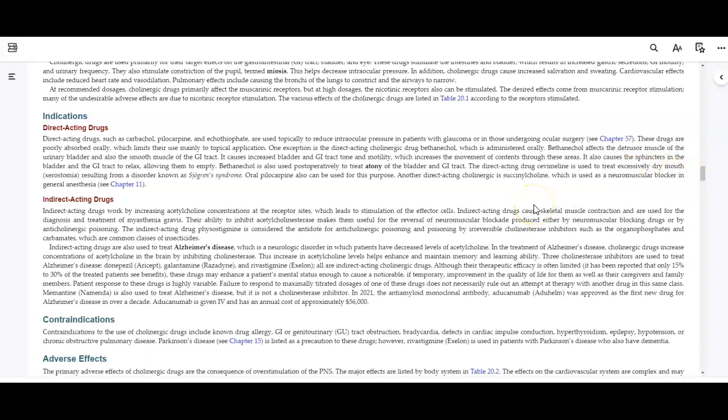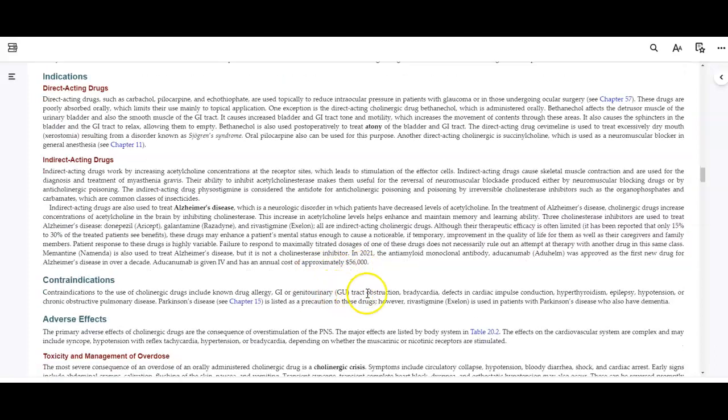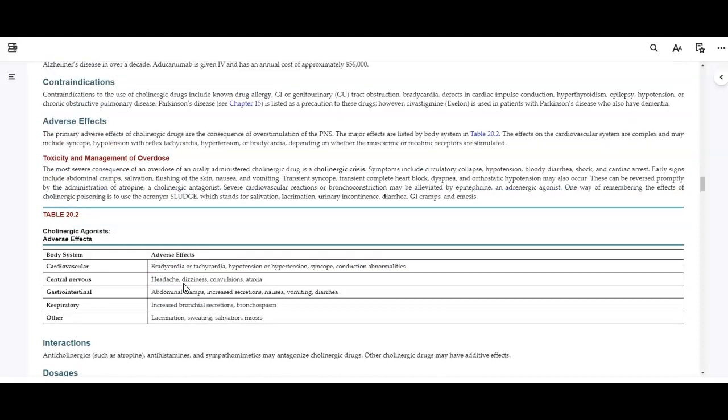When we keep moving on, our contraindication, same as always, we've got that drug allergy. Anytime I've got a GI or GU tract obstruction, that makes sense because they're increasing that motility. So if I've got an obstruction, we don't want to increase that motility, or that's going to cause like a traffic jam in that GI tract or that GU tract. Bradycardia, and then if I have a cardiac electrical pulse conduction defect, it would be contraindicated with that individual. A couple more that your textbook mentions are hyperthyroidism, epilepsy, hypotension, and COPD, and then you use very cautiously with our Parkinsonian patients.